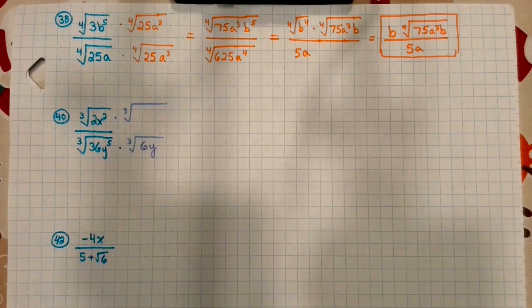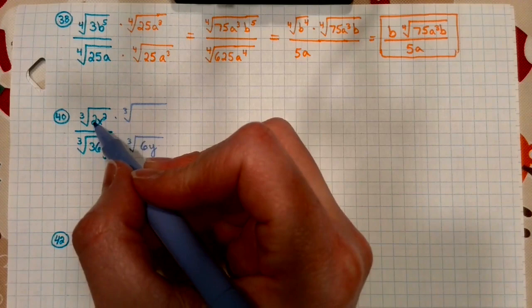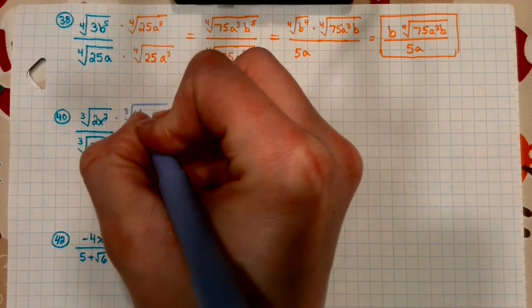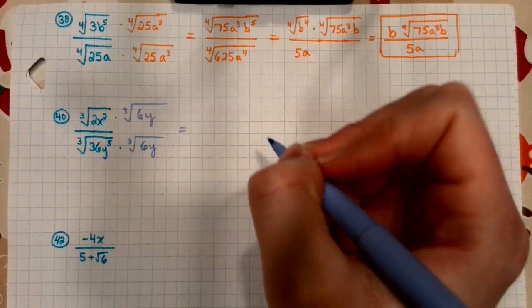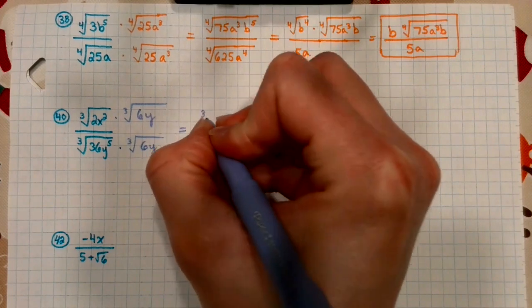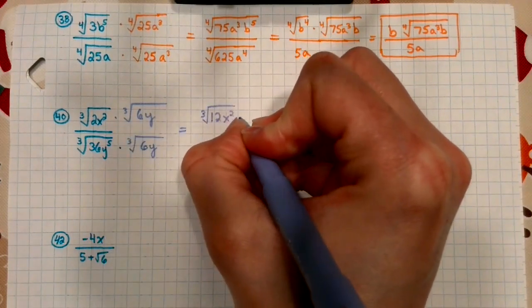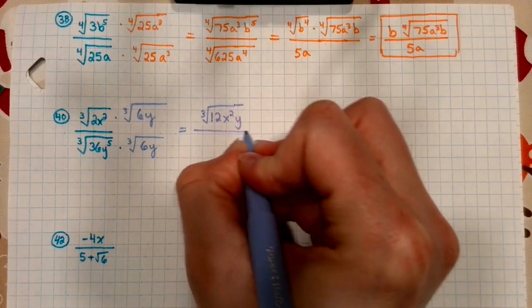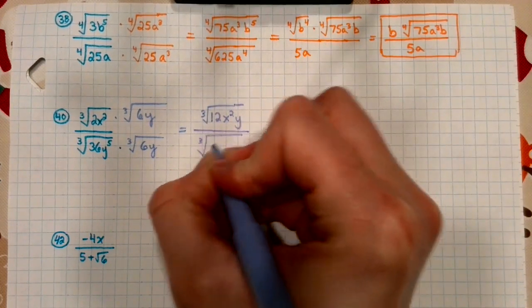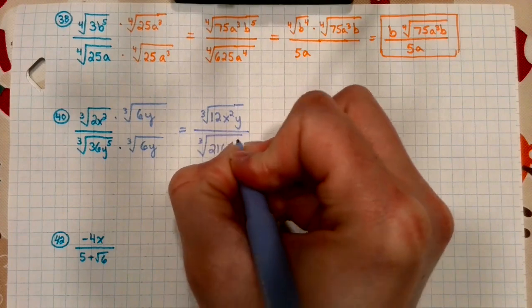The reason we're multiplying by 6y is because 36 times 6 is going to be 216, which you can take the cube root of. And y to the fifth times y to the first is going to be y to the sixth, which again, you can take the cube root of. So on the top here, we're going to be multiplying by the same exact thing. And so now on the top, we're going to have the cube root of 2 times 6, which is 12, and then we'll have x squared y, all over the cube root of 216 y to the sixth.